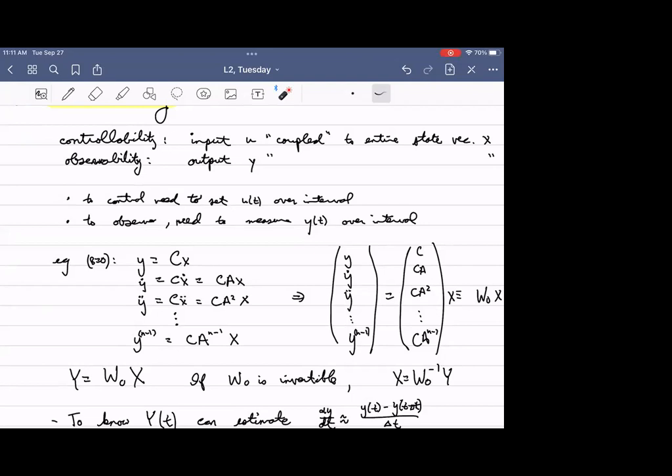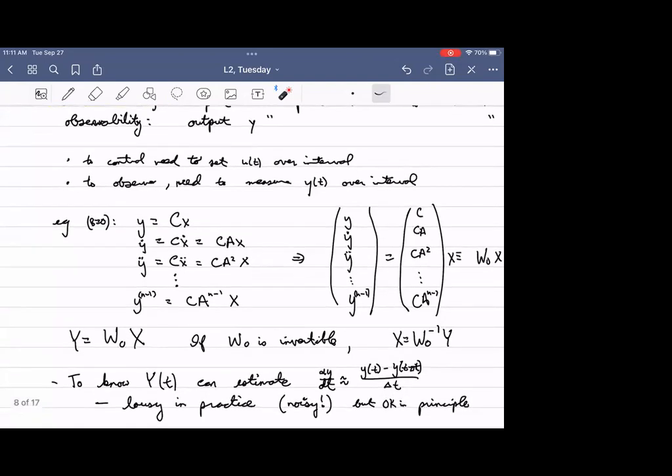And so the recipe for this is basically very similar. You take y equals Cx, and then you differentiate it. So y dot is C x dot, which is C times Ax, then y double dot, and so we go on till the n minus one derivative. This is enough because A to the n minus one is the highest independent power. And so we can put this in a matrix form of n observations y related to n state components of x. And if this matrix here is invertible, then from the n y values, we can construct the n x values.